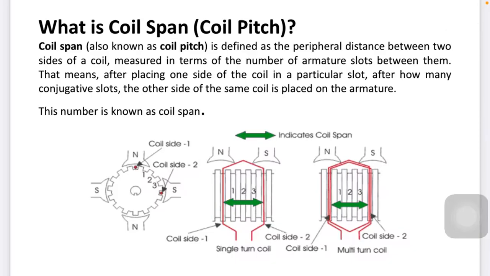Now we go further to the coil span. Coil span is also called the coil pitch, right. So coil span or pitch is defined as the peripheral distance between the two sides of the coil, measured in terms of the number of armature slots between them.